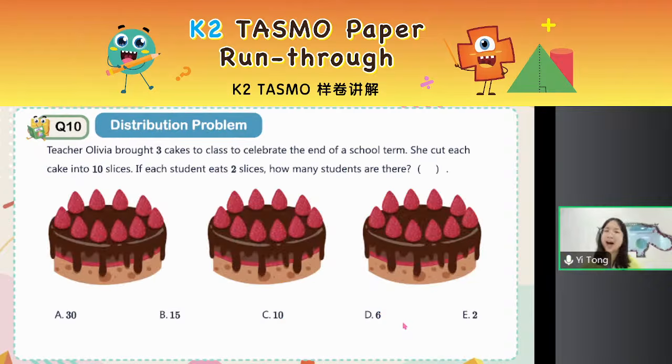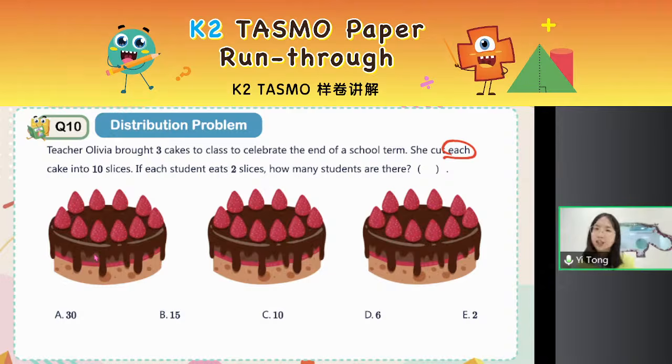Now, wow, who brought us the cakes? It's teacher Olivia. She bought us 3 cakes and she cut each cake into 10 slices. Remember here, the question says each. That means each cake, 1 cake into 10 slices. If each student eats 2 slices, how many students are there?